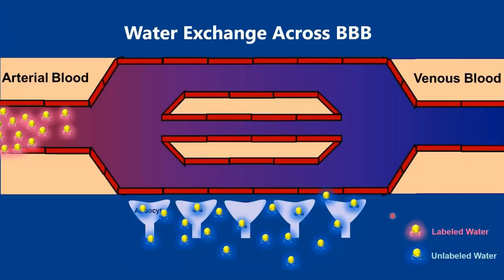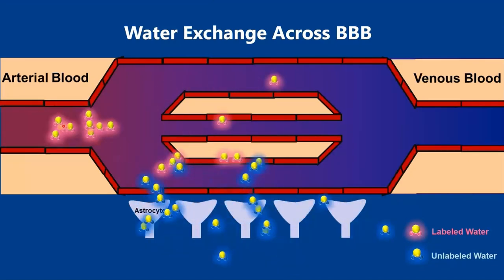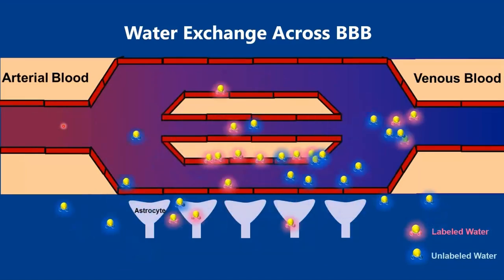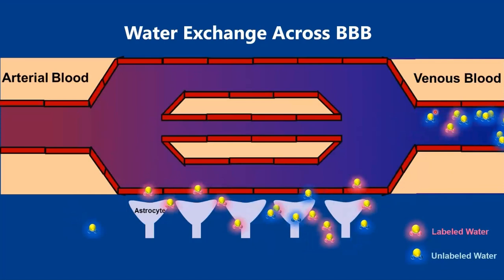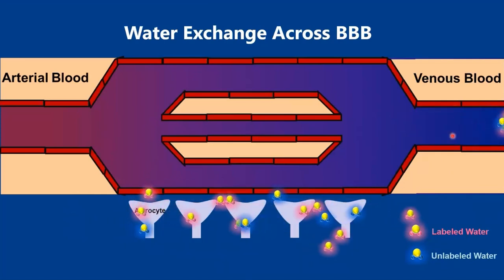So here is just an animation of the idea that I just talked about. Let's say you label the water spins in the incoming artery, it goes into the brain and is exchanged by the tissue. Most of those labeled spins are extracted, but still some are not extracted and go directly into the venous side.